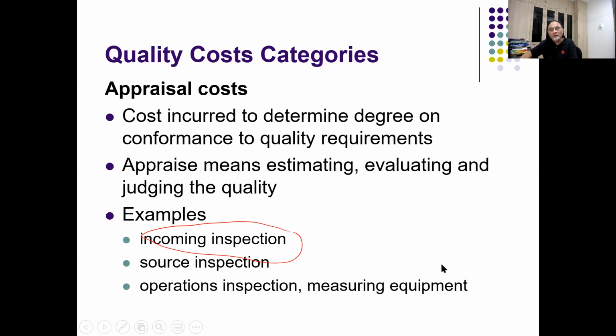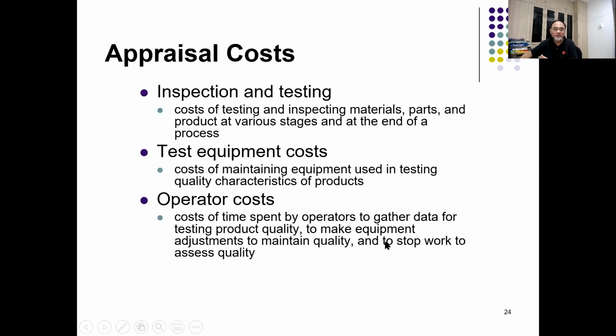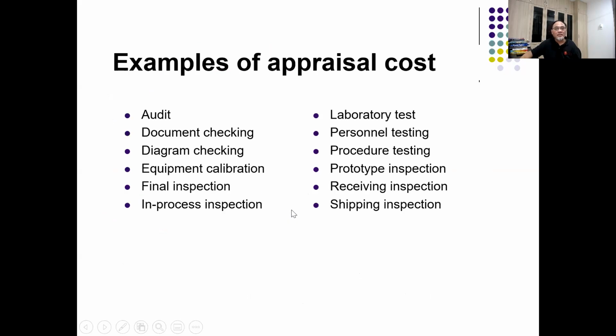And for operations inspection, all the equipment needs to be ensured of their accuracy, their calibration, limit. So these are the appraisal costs, operator costs. Those who are in manufacturing, those who have seen this will probably understand what I'm trying to convey to you. These are appraisal costs: test equipment costs, the cost of maintaining equipment used in testing quality characteristics of products. And all these are examples of appraisal costs: lab tests, personnel testing, equipment calibration, in-process inspection.